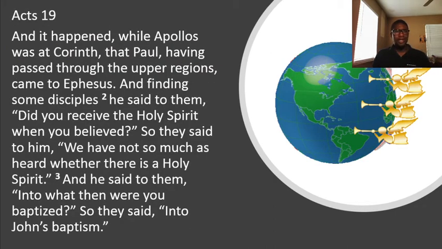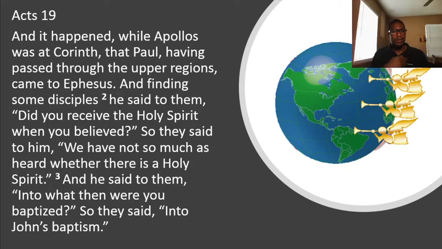Acts chapter 19 again. Let's look at that one. And it happened while Apollos was at Corinth that Paul, having passed through the upper regions, came to Ephesus. And finding some disciples, he said unto them, did you receive the Holy Spirit when you believed or were baptized? So they said to him, we have not so much as heard whether there is a Holy Spirit.